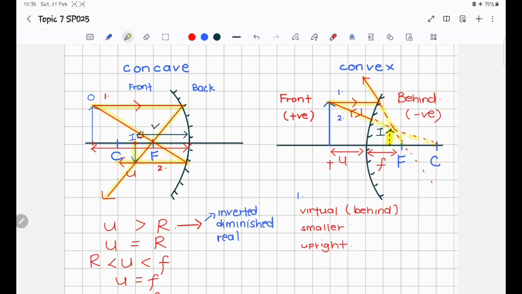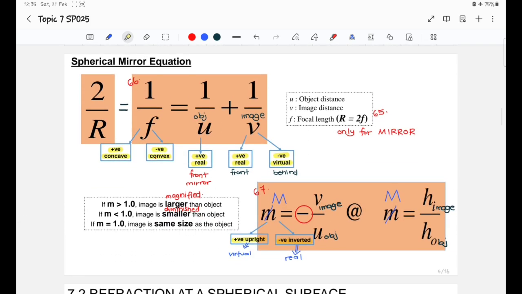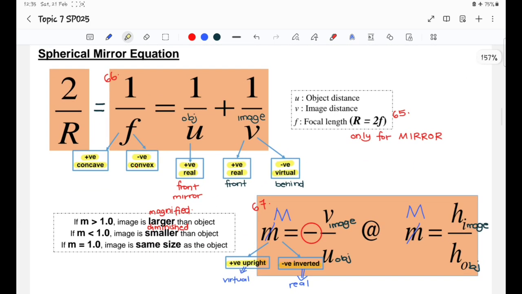Okay, so you need to remember how to sketch the ray diagram for both types of mirror, concave and convex. Okay, so next, let's look at the calculation part. Besides using ray diagrams to know the image characteristics, we can also use the calculation method to find our position of image. So let's start with equation number 65, where we have R equals 2F.